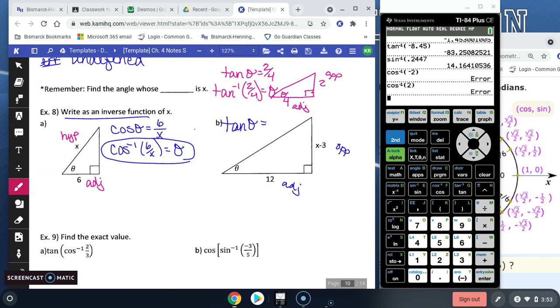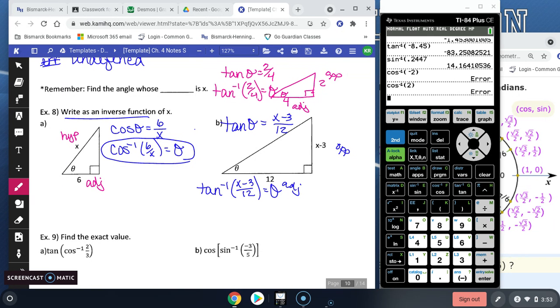Tangent of theta is opposite over adjacent. And then rewriting that as an inverse trig function, it would be inverse tangent of x minus 3 over 12 equals theta.